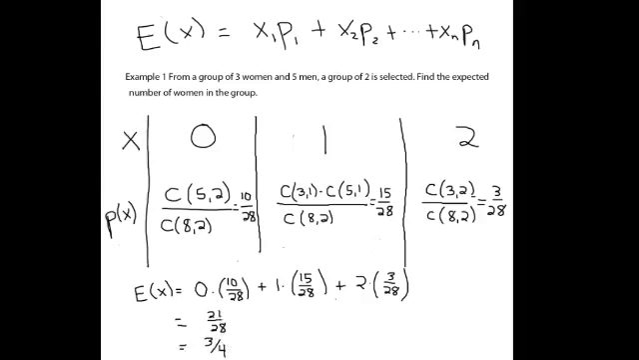So now notice that it's impossible to actually have 3/4 of a woman in a group. So on average, we would say that on average there is no woman in the group.